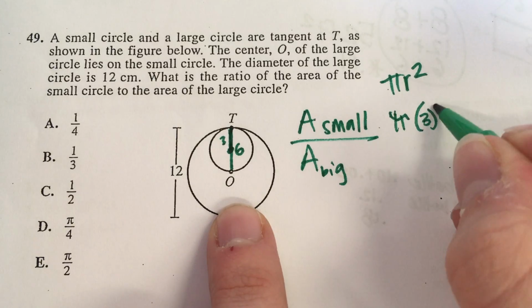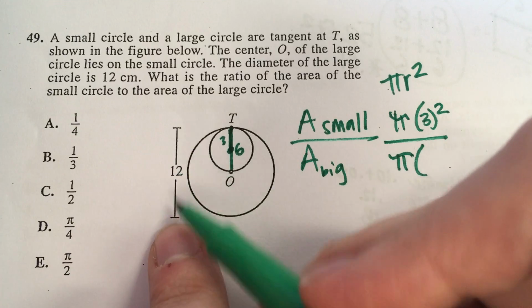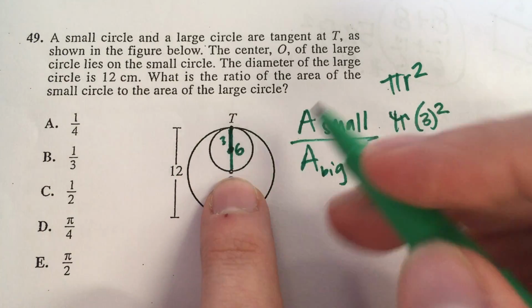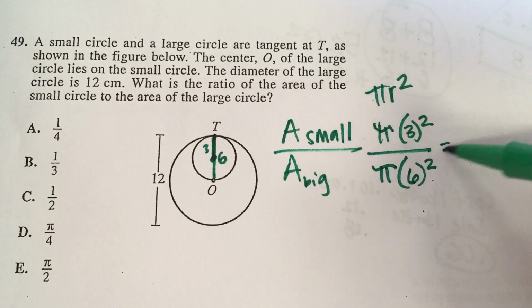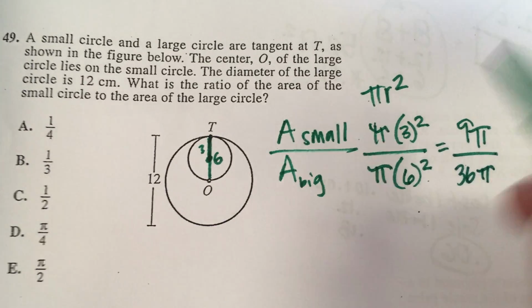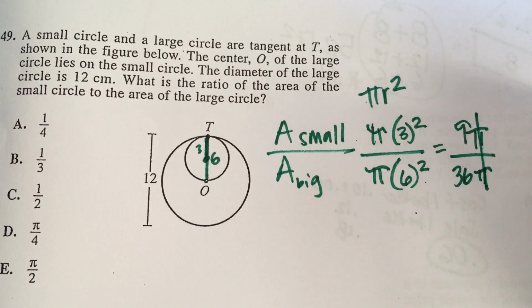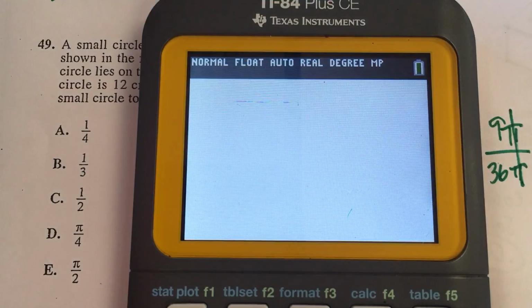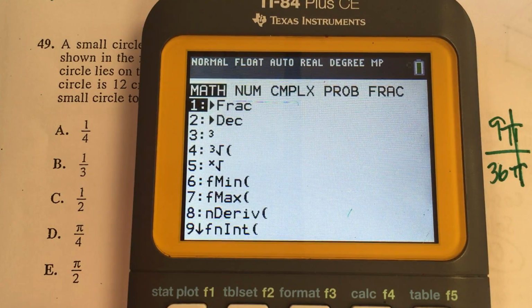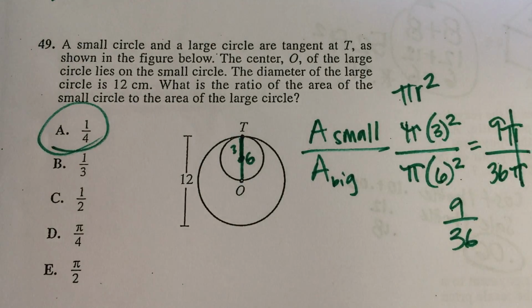So I know this is 3 squared over the big one. The radius, if the diameter is 12, then the radius is 6, like we said. So this would be 6 squared, right? I see that this would be 9 pi over 36 pi, because 3 squared is 9, 6 squared is 36. The pi's will cancel, and that leaves me with 9 over 36, which is not one of my answers, but if I do math enter enter, 9 divided by 36, I get 1/4, and that is one of my answers. So my correct answer is A.